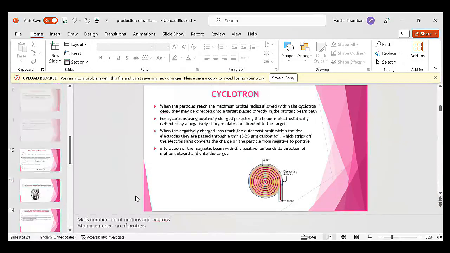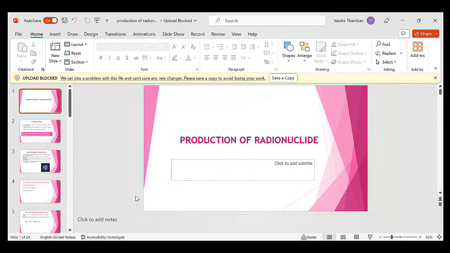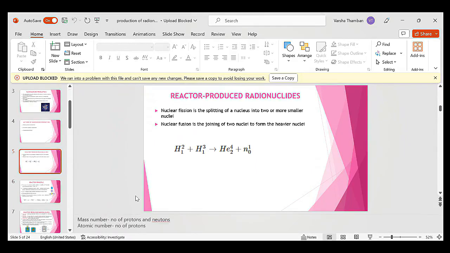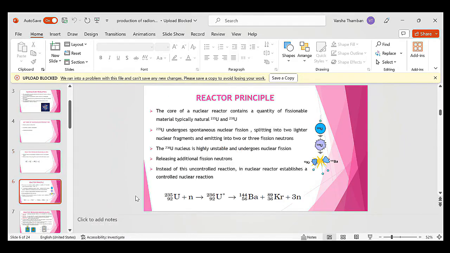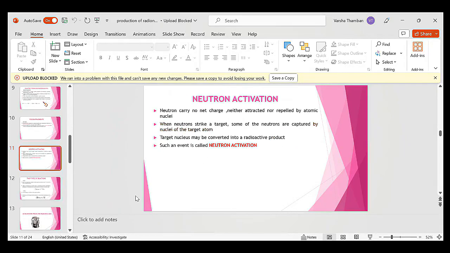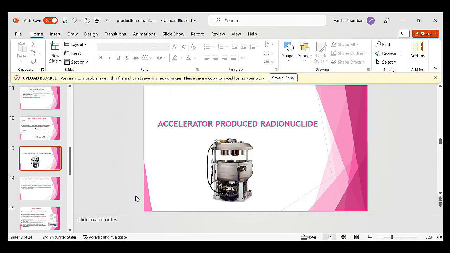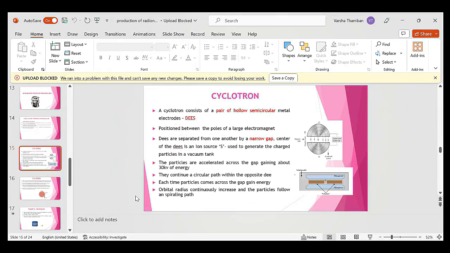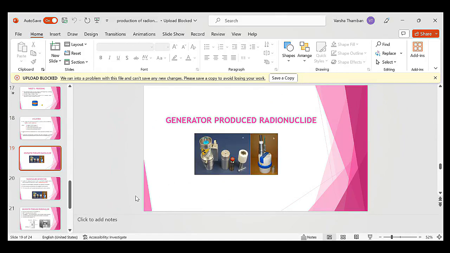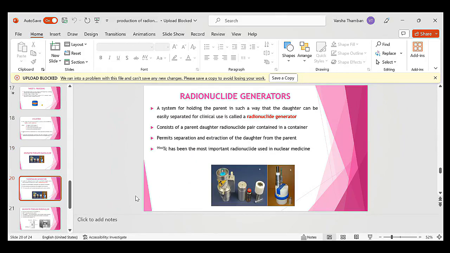So that's about our radionuclide production. Basically, we have three types. One is reactor produced radionuclide, where the equipment runs on the reactor fission process. Then we have the cyclotron, which is accelerator produced radionuclide. With the help of the cyclotron, we are getting the radionuclide. And we have the generator produced radionuclide. Generally, we use this generator produced radionuclide.